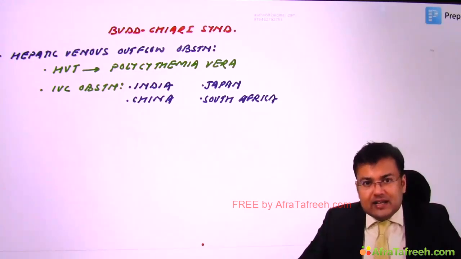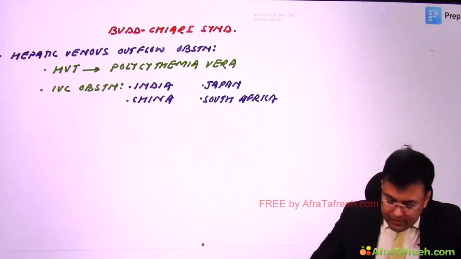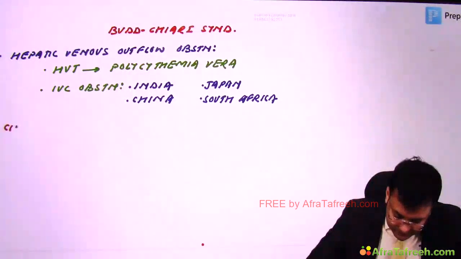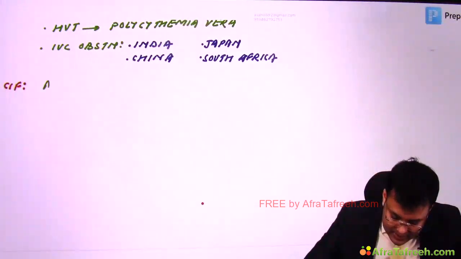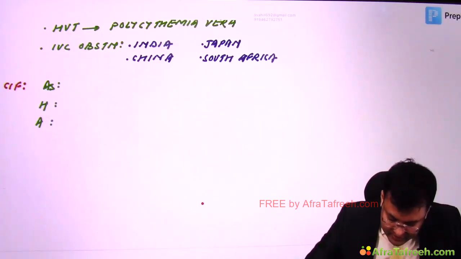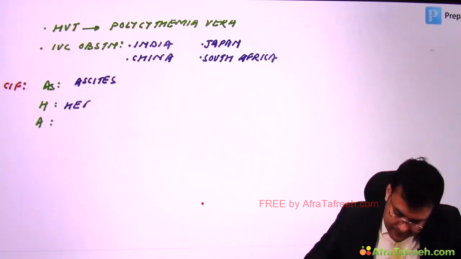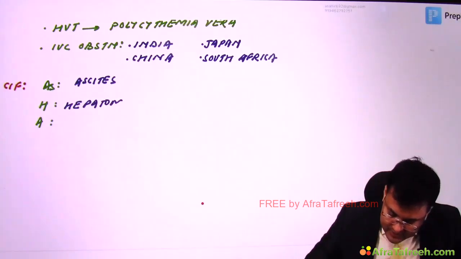Right? There is a new question which was asked about this condition, that what's the triad? What's the triad of Budd-Chiari syndrome? So see clinical features. It is characterized by a mnemonic, that's ASHA. So this is the triad: ascites, hepatomegaly, and abdominal pain.